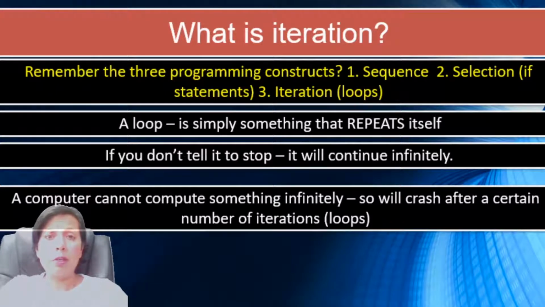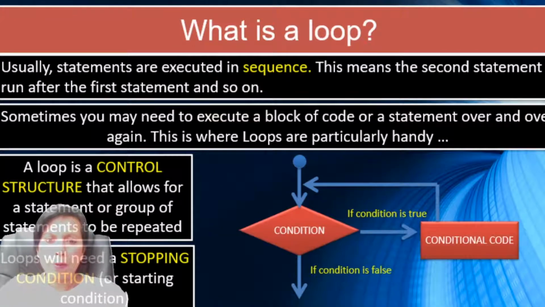And of course, a computer is not infinite. It has finite resources, and therefore if you create an infinite loop, it's a bit like creating a virus, and it would crash after a certain amount of iterations, depending on your computer's capacity. So what is a loop? You've got to remember that a loop is a control structure, just like if statements control the flow of a program. A loop is also a control structure, and it must have a stopping condition.